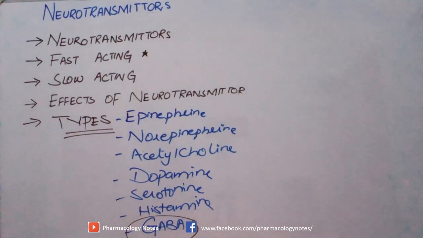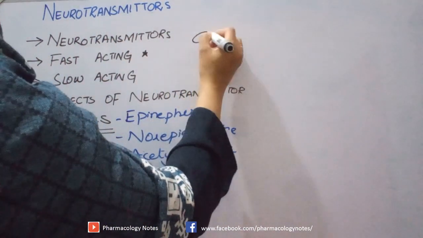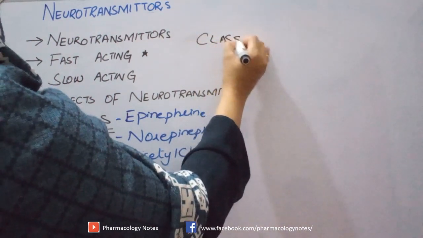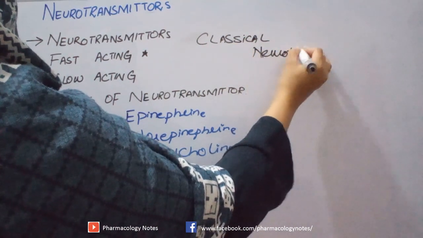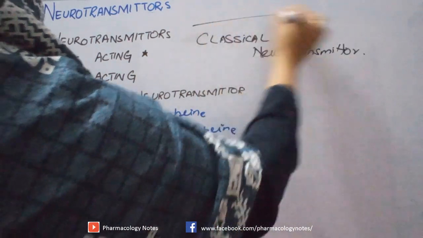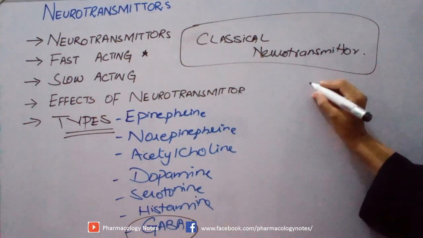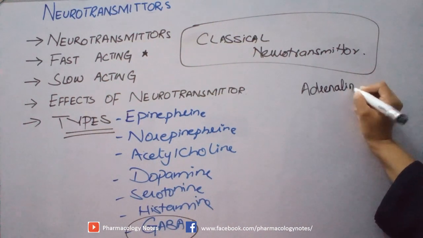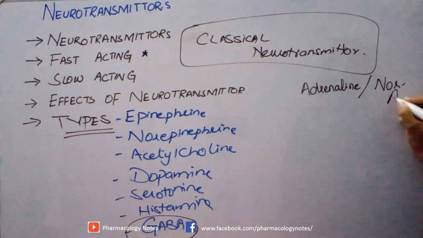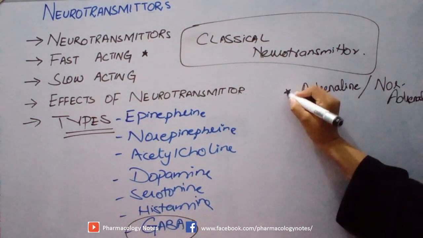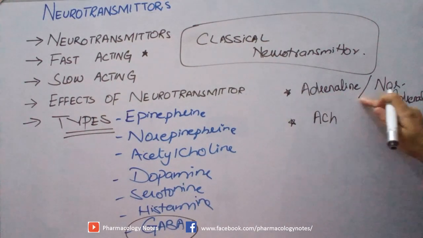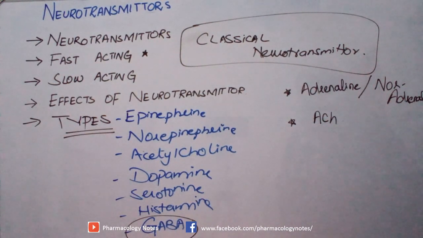Among these neurotransmitters, we will come across a term that is termed classical neurotransmitters. As I said, there are multiple neurotransmitters, but a few are therapeutically important. All those neurotransmitters which are typically required between nerve cell and nerve cell and between nerve cell and effector cell are termed classical neurotransmitters. Among these are adrenaline and noradrenaline. We'll consider adrenaline and noradrenaline together because they are closely related. Adrenaline and noradrenaline are neurotransmitters in the case of the sympathetic nervous system, and acetylcholine is mainly in the case of the parasympathetic nervous system.